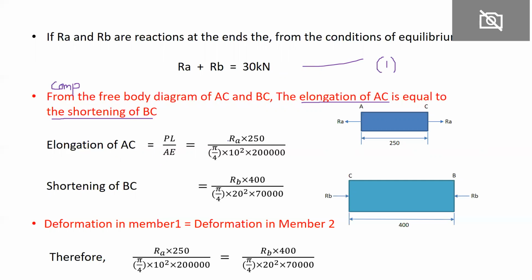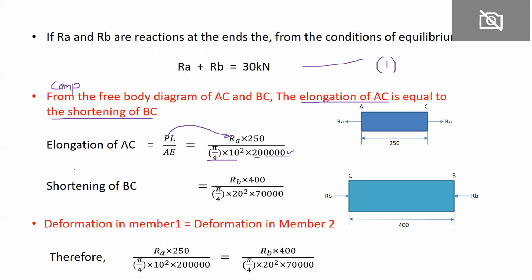For the AC member, this is the amount of force, PL by AE. P_A is equal to R_A, the reaction force. So P is the reaction force acting, L is the length of the member, and A is the cross-sectional area, pi by 4 into D square. This material is steel, its Young's modulus is 200 into 10 raised to 3 Newton per mm square. So this is Young's modulus, and this is the area.